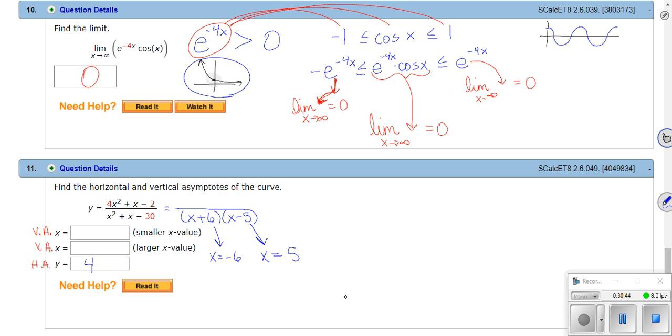Again, they want the smaller value first, so this has to be the -6 and that has to be the 5. So you're solving the denominator for the values that would make it equal 0. The difference between a vertical asymptote and a hole, or removable point of discontinuity, that we talked about last time in 2.5, is that if you have a binomial factor on the bottom that cancels with something on the top, then it just becomes a hole in the function. It doesn't become a vertical asymptote. These two binomial factors in the denominator do not cancel with anything in the numerator, so they become vertical asymptotes.